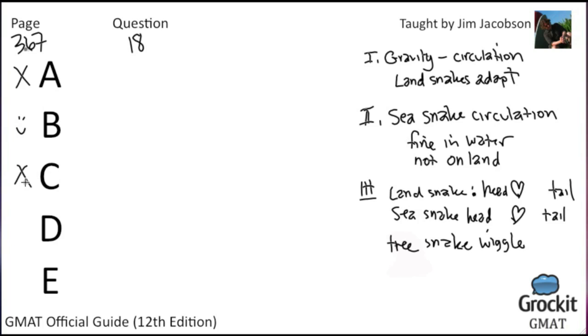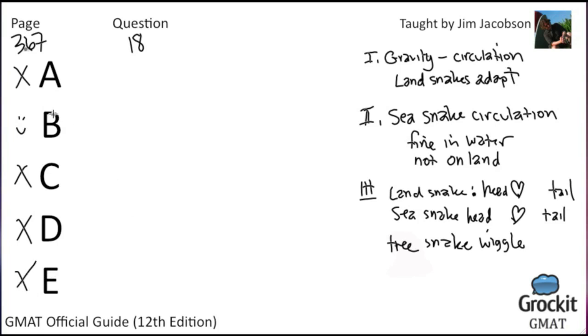D, organisms of the same species that inhabit strikingly different environments will often adapt in remarkably similar ways to the few features of those environments that are common. Well, no. Having your heart in a completely different place in your body does not sound like a remarkably similar adaptation, so that's not good. E, different species of organisms living in the same environment will seldom adapt to features of that environment in the same way. Well, this just isn't supported. We only have the two types of snakes that we talk about, so we can't say what will generally happen, that they'll seldom adapt to features of that environment in the same way.